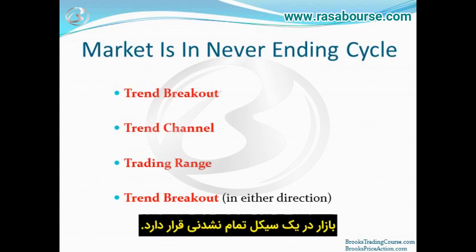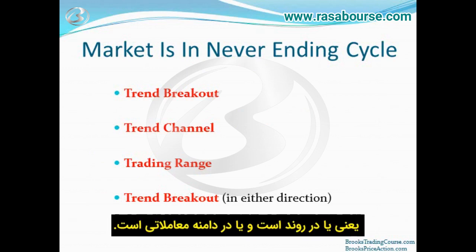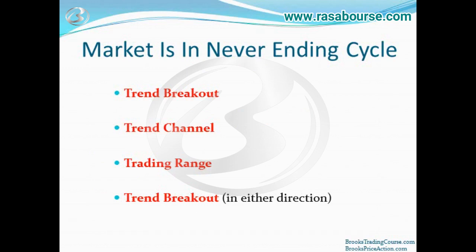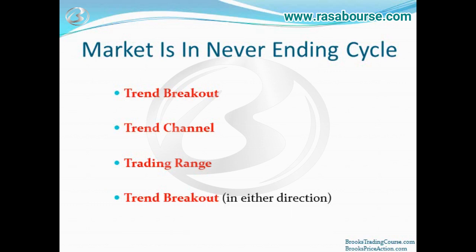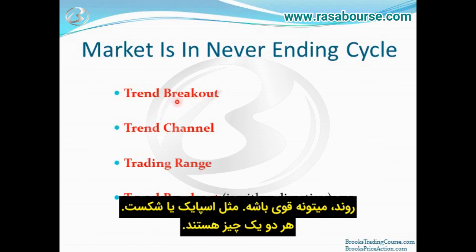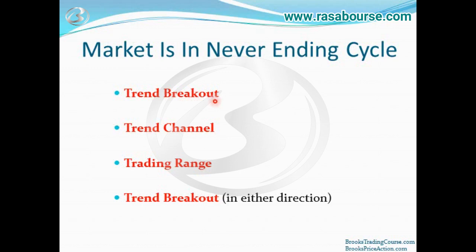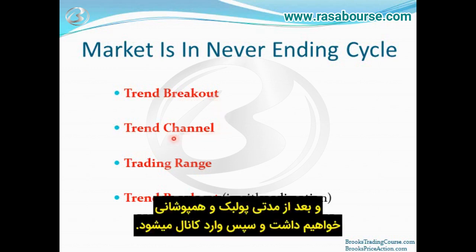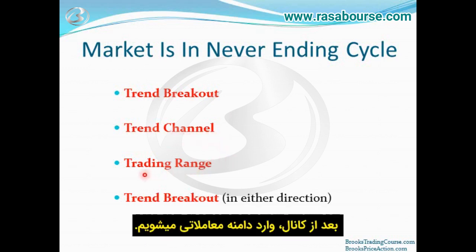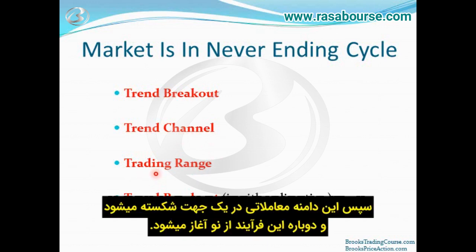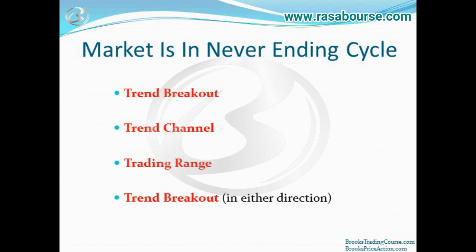The market's in a never-ending cycle. It is either trending or in a trading range. And when it's in a trading range, it breaks out into a trend in either direction. Trends can be strong spikes or breakouts, all the same thing. And then after they've gone on a while, they start to develop some two-sided trading, some overlaps, some pullbacks, and they enter a channel. The channel evolves into a trading range, and then the trading range breaks out either up or down, and the process begins again.